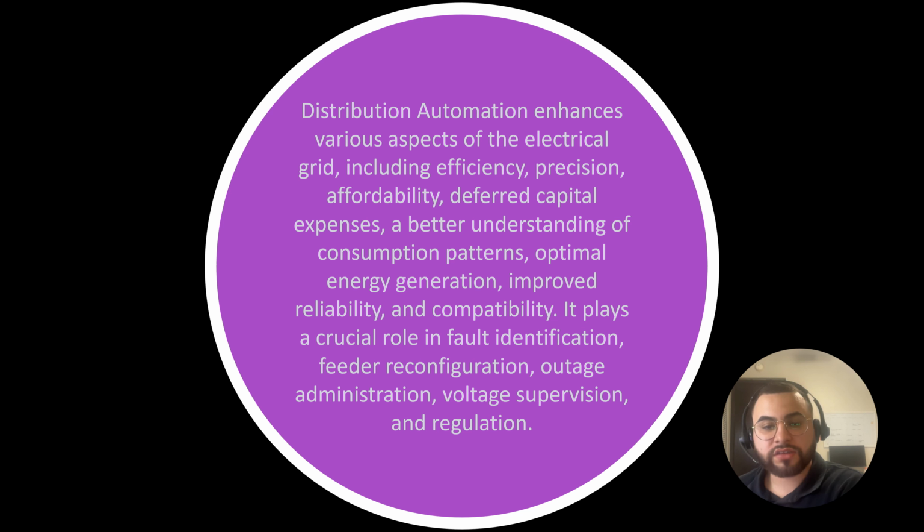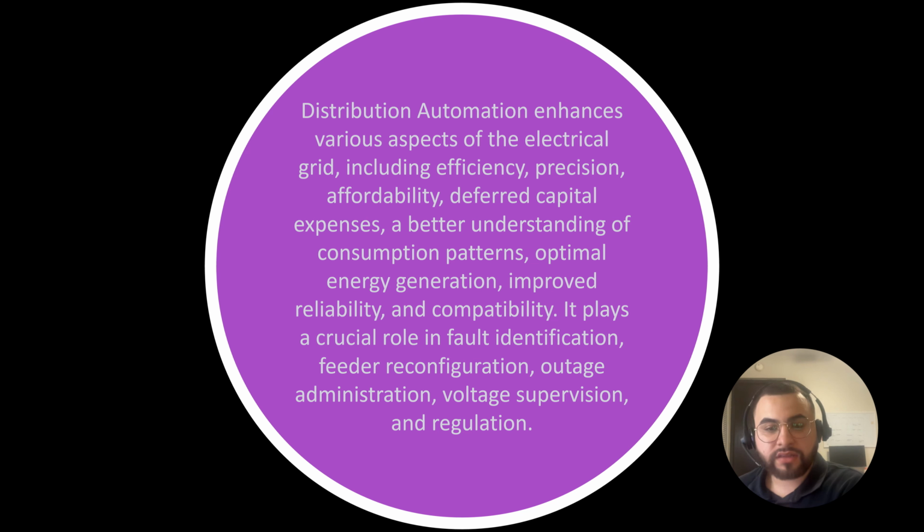Fourth, optimal energy generation and grid balancing through real-time monitoring and load balancing capability. Distribution automation ensures optimal energy generation. It helps match energy supply with demand, maximizing the utilization of available resources and reducing waste.